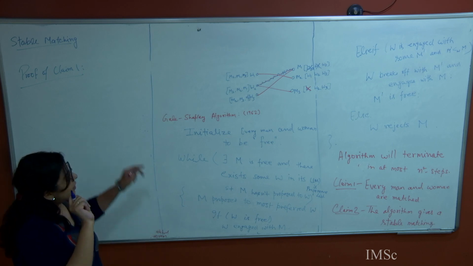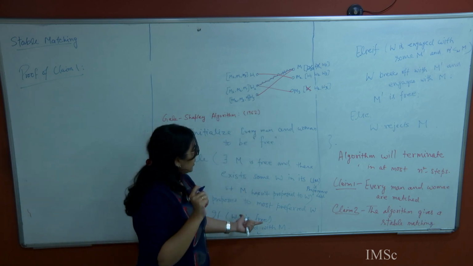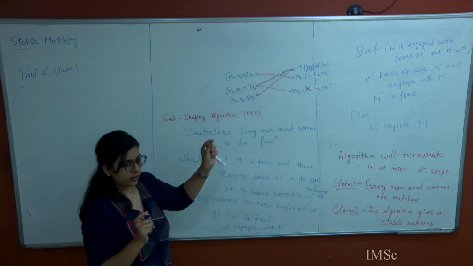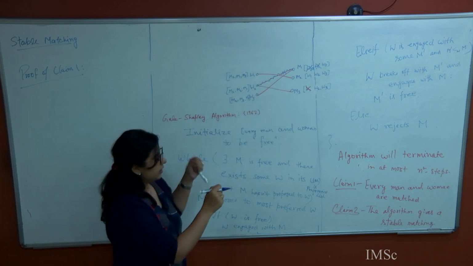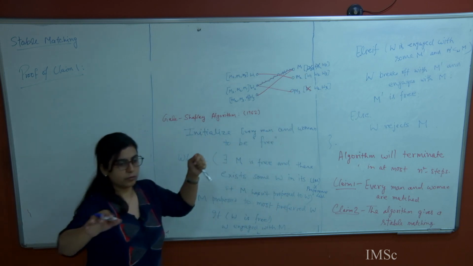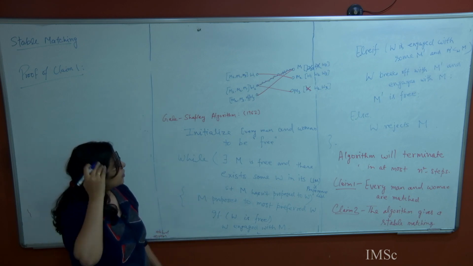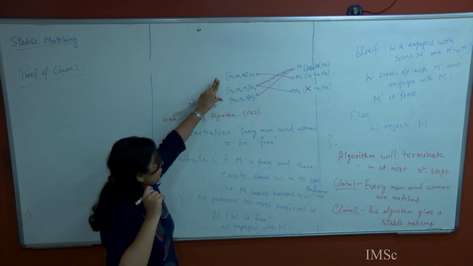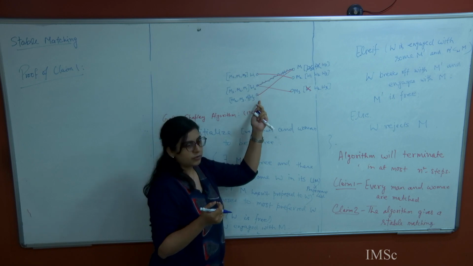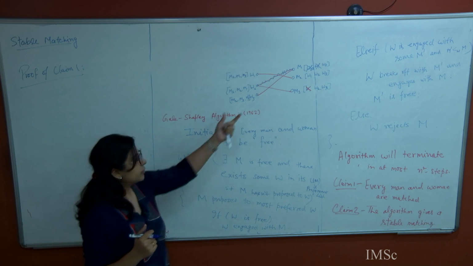That is the point. If there is some M unmatched, what does it mean? According to the algorithm, if M is free and there is any woman whom he has not proposed to yet, then he will go and propose to her. So if at the final step M is free, that means he has proposed to every woman and everyone rejected him. Now because M is unmatched, and the number of women and men is the same, there must be some woman who is also unmatched, also free. But why is this woman free?